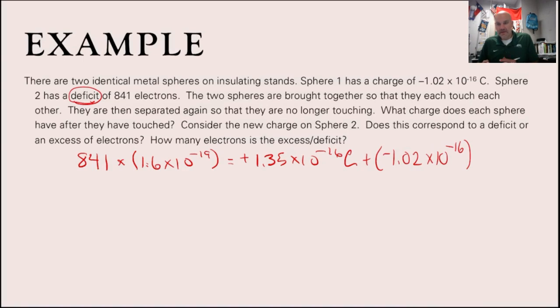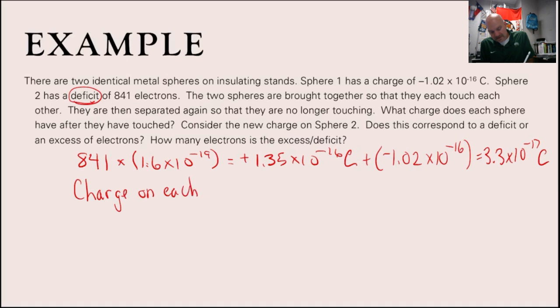Right, so I'm going to add to the negative. So we got that answer plus negative 1.02 e negative 16. And so this tells me 3.3 times 10 to the negative 17th coulombs in the system between sphere 1 and sphere 2. But what happens is the charge gets distributed evenly. So if I want to find the charge on each sphere, I just simply divide that number by 2.